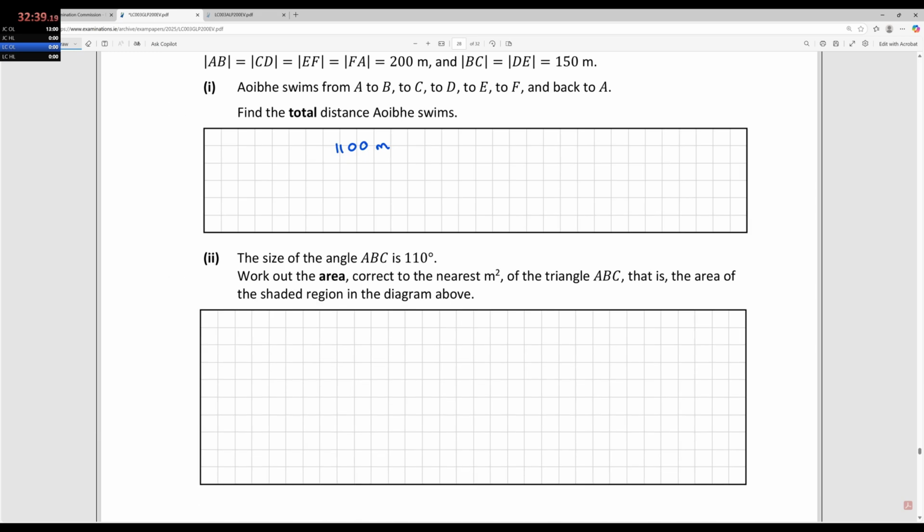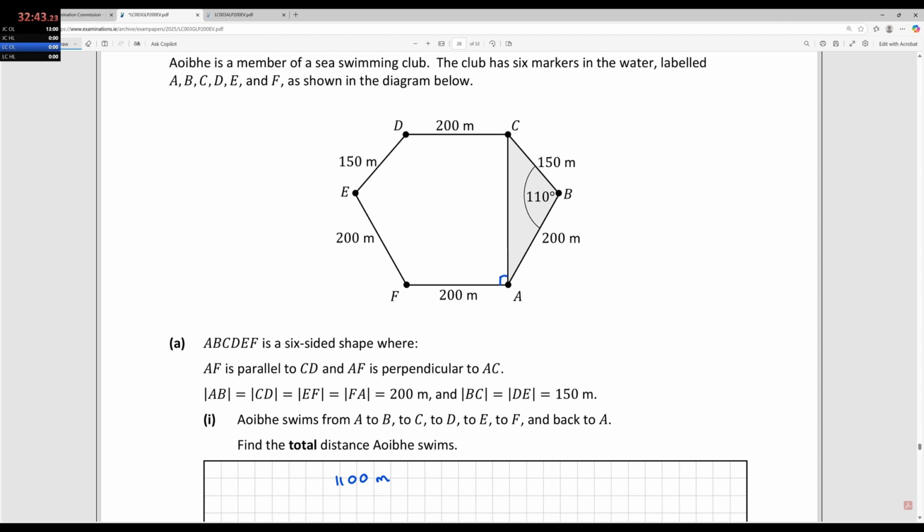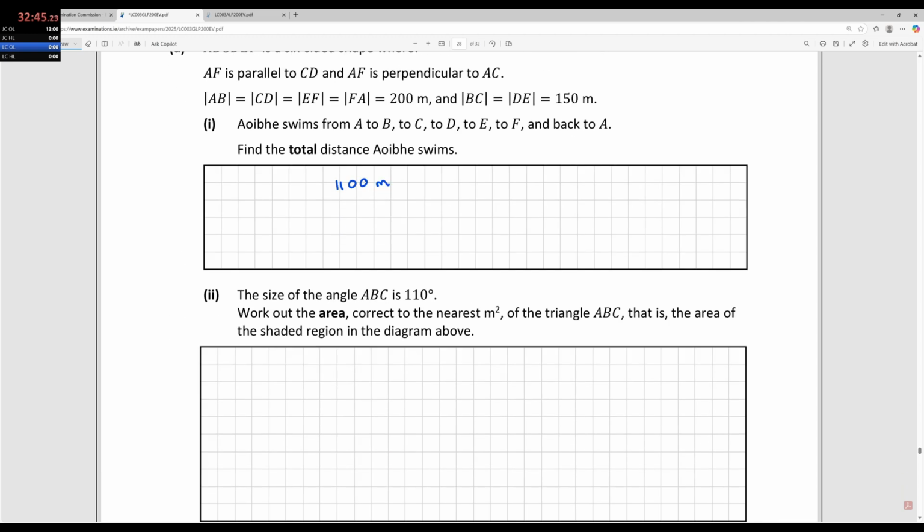Work out the area, correct to the nearest meter squared, of the triangle. That is the area of the shaded thing. So there's again another formula in your log tables. That's a half. Well, you don't need the brackets, I suppose. Half AB sine C, which for us would be a half times 150 times 200 times sine of 110.